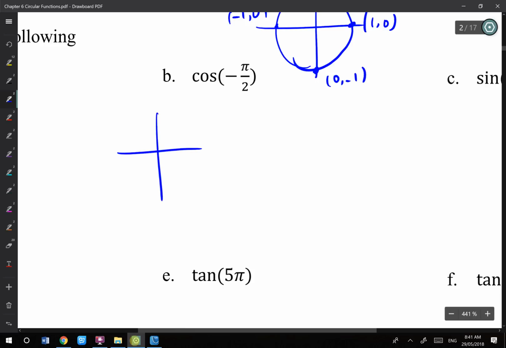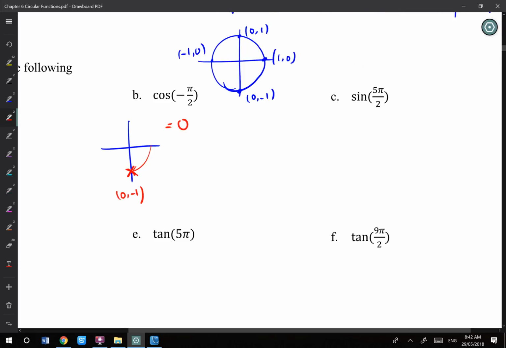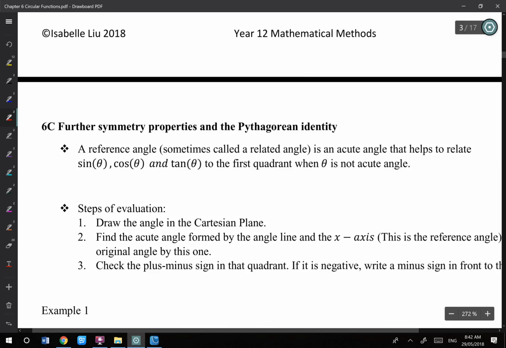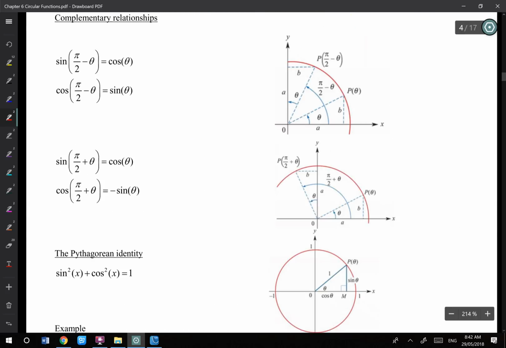So where is negative pi over 2? Negative pi over 2 goes this way, and the intersection is here. That intersection is (0, 1), and you know the x value represents the cosine, so that equals 0. So that's how you use the unit circle. That's just an example, I don't have time to go through everything. You go practice that and I'll provide the solution for you. All these questions use unit circles. So that's this exercise.